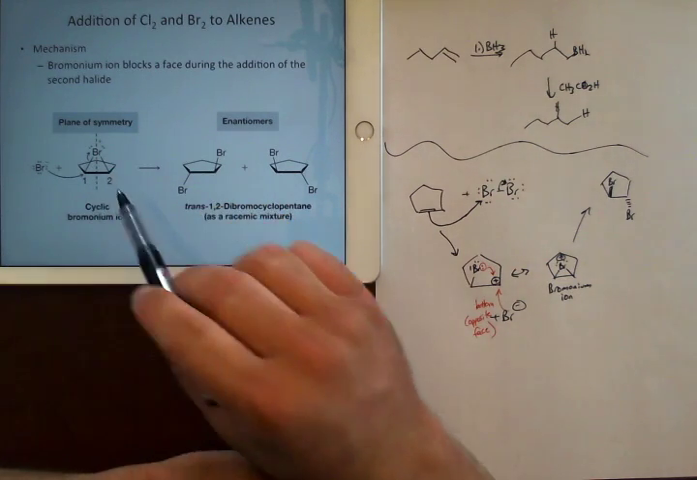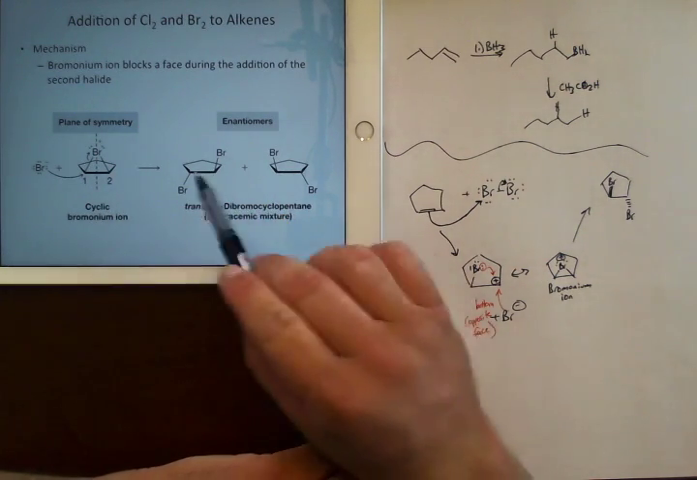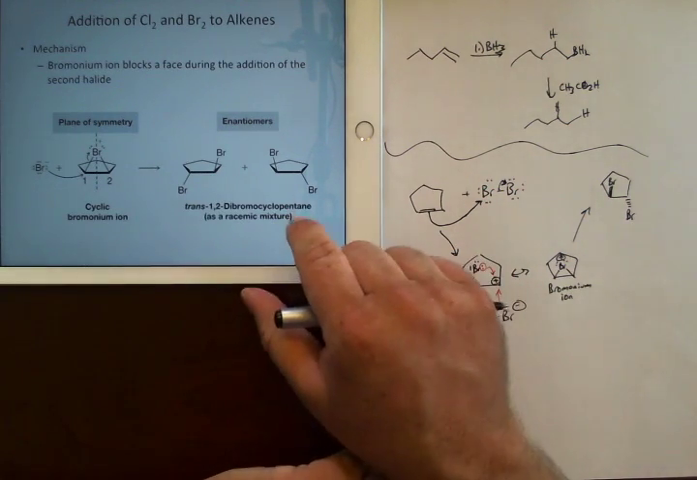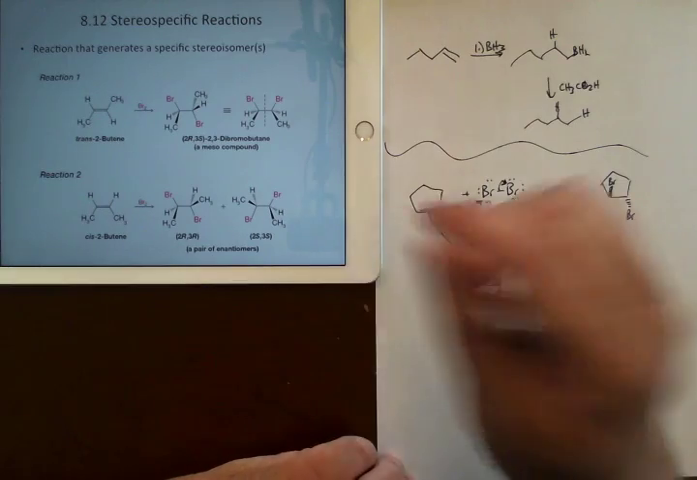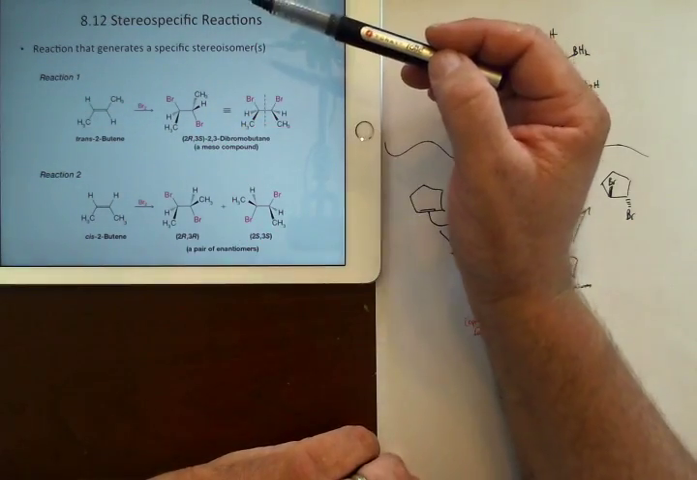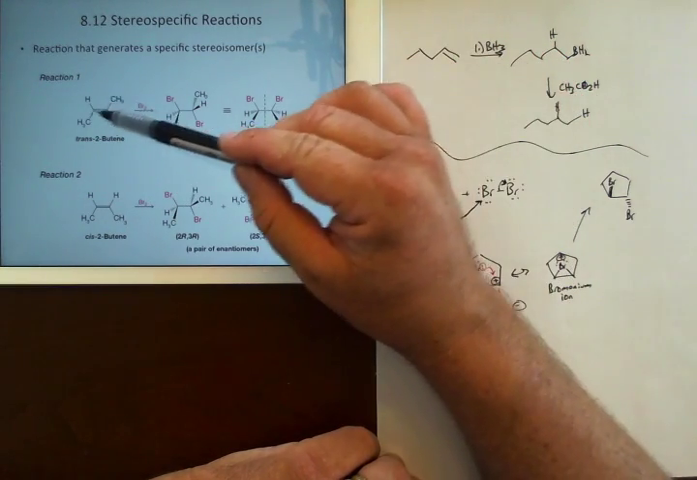Now here it's symmetrical, and so you're going to get a mix of these two. But again, the bromines are going to be trans to each other. Okay. Now you do have to be careful, right? So with alkenes, you don't get... it's going to lock it in.